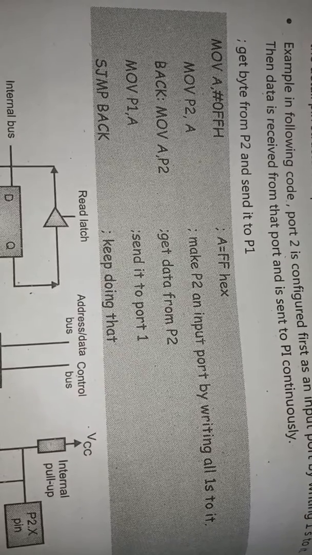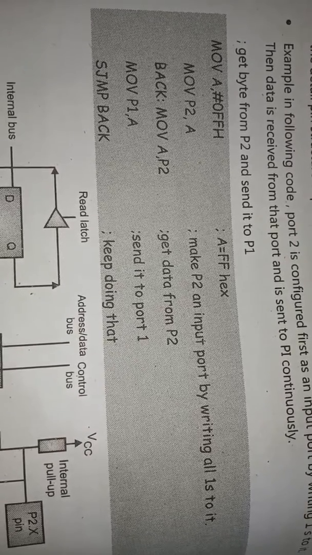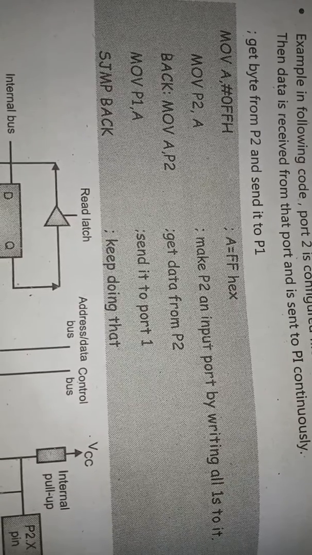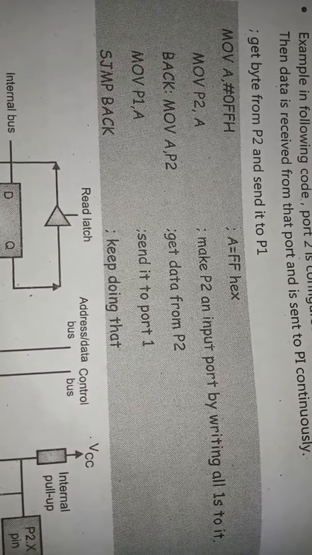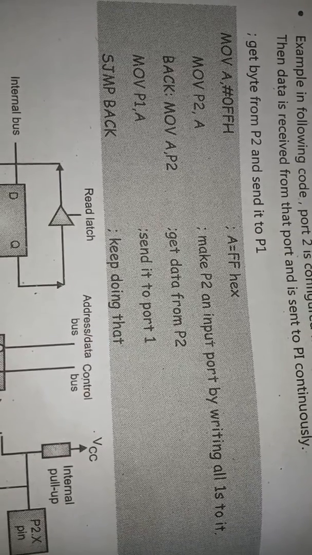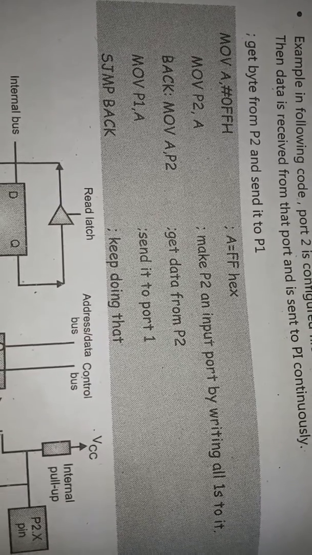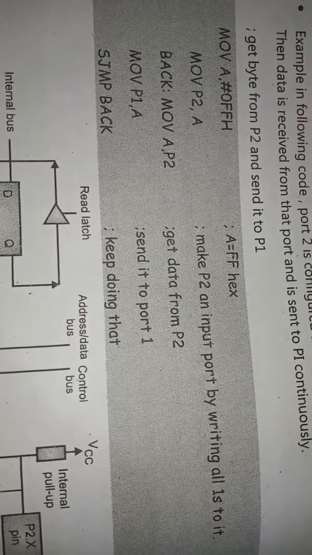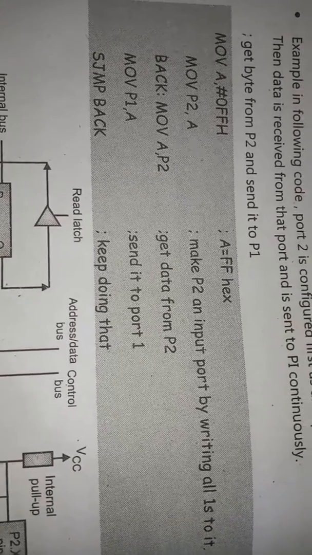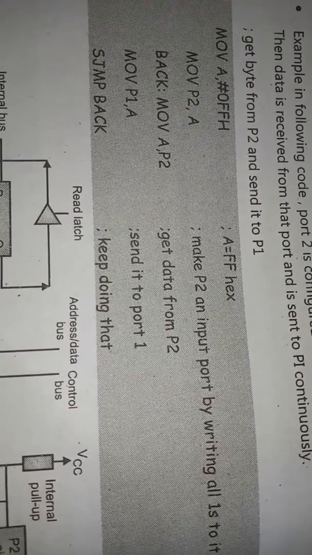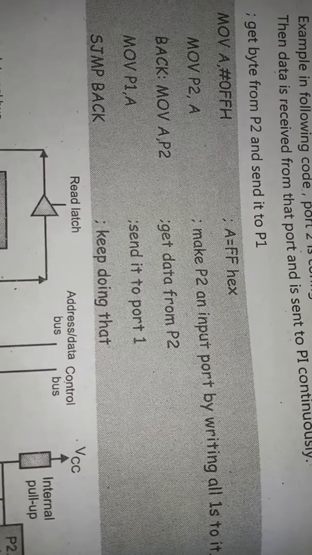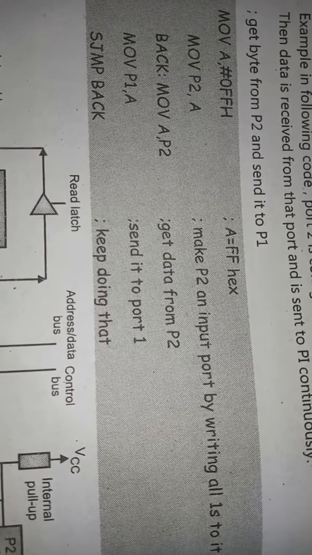So the first instruction is MOV A, #0FFH. Again, 0FFH is immediate data, so the hash sign should be used for immediate data. Next, that data should be moved to port 2, so we have the instruction MOV P2, A. Next, that data should be moved again to the accumulator, so the next instruction is MOV A, P2.